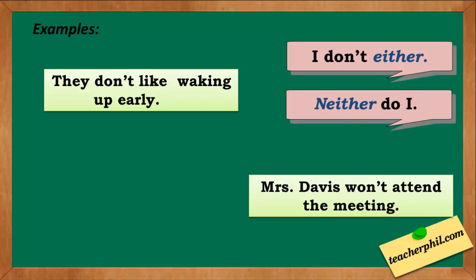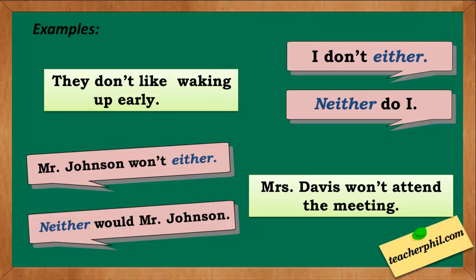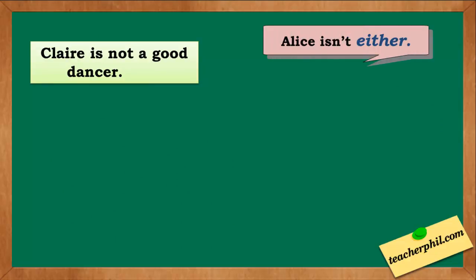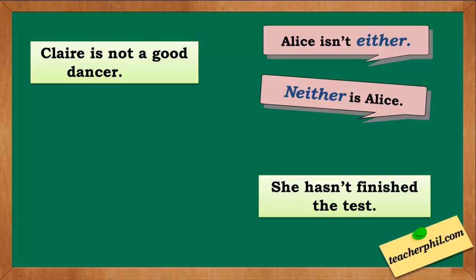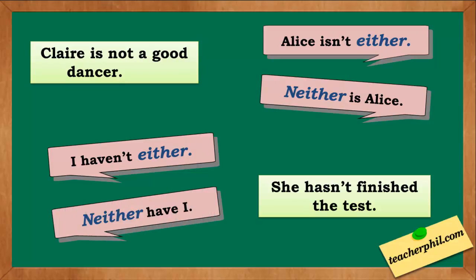Mrs. Davis won't attend the meeting. Mrs. Johnson won't either. Or, neither would Mr. Johnson. Claire is not a good dancer. Alice isn't either. Or, neither is Alice. She hasn't finished the test. I haven't either. Or, neither have I.